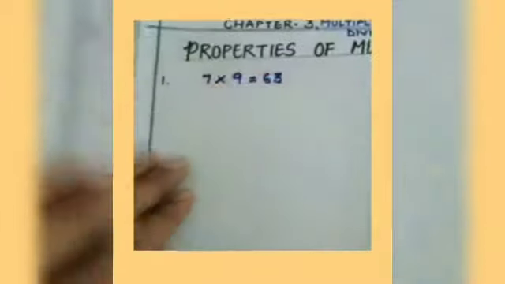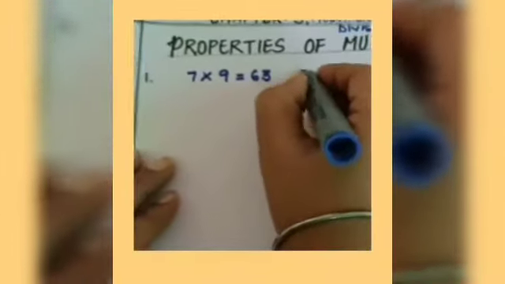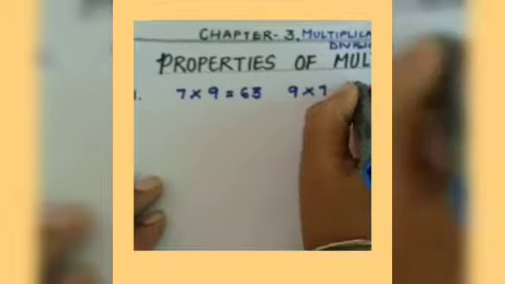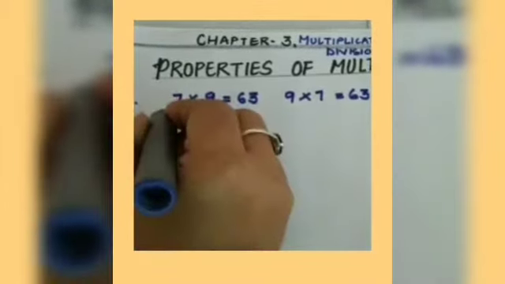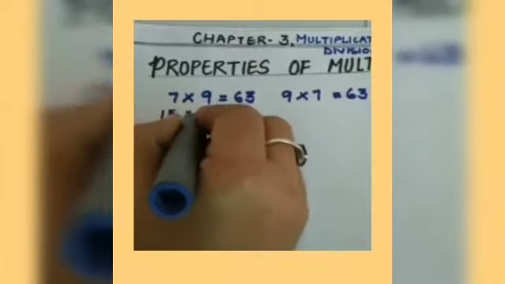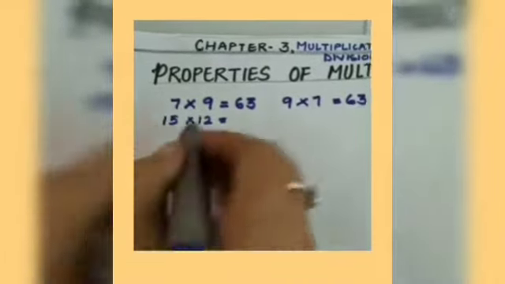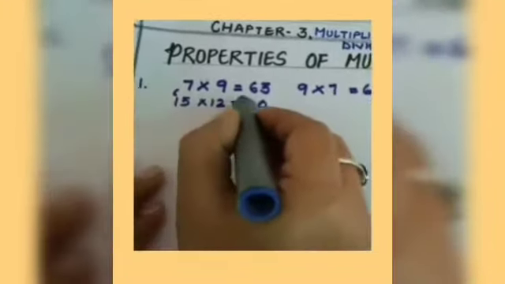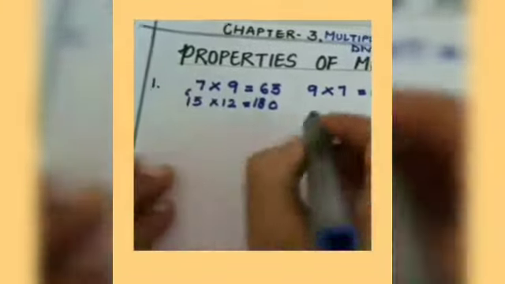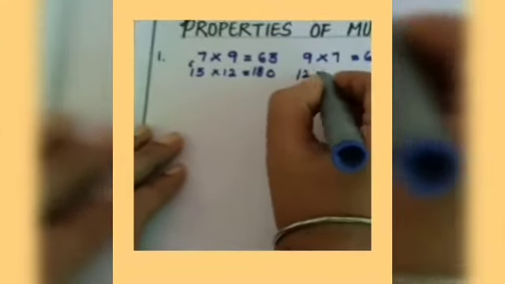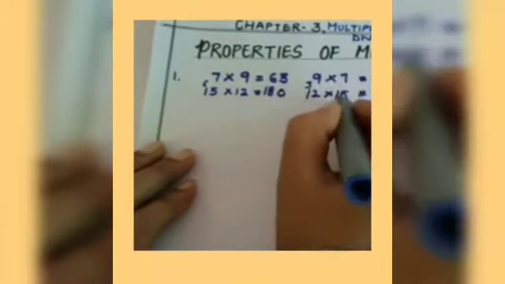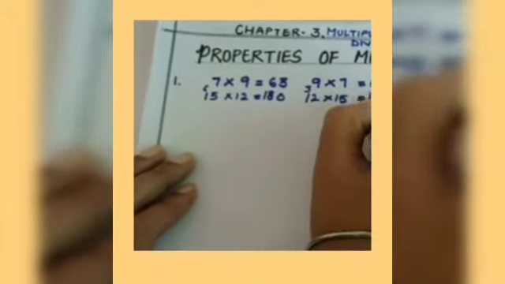It will be 63. And what if I multiply 9 by 7? Again it will be 63. What will be the product if I multiply 15 by 12? Now 12 5s are 60, 0 here, 6 carry, 12 1s are 12, 12 plus 6, 18. It becomes 180. And what will be the product if I multiply 12 by 15? Now 15 2s are 30, 0 here, 3 carry, 15 1s are 15, 15 plus 3, 18.